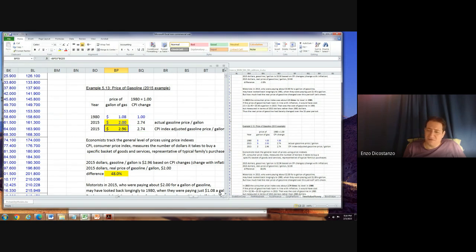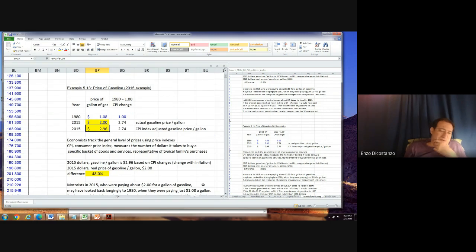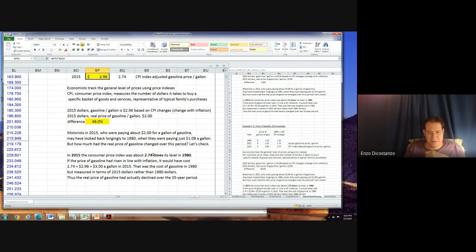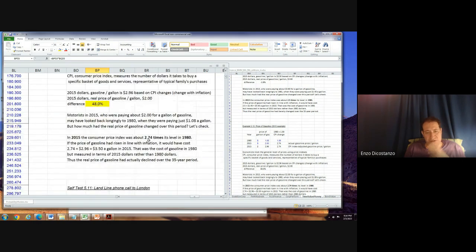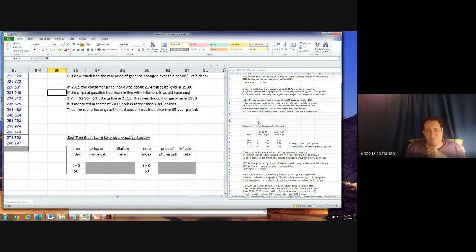So these models, we like a model, but this is the same conversation. Again, $15, 296 based on the CPI changes with inflation. Gas was only $2, and the difference was 48%. And you saw the 2.74 times with the CPI, with what this would have cost. But the price of gasoline actually declined over the 35-year period.